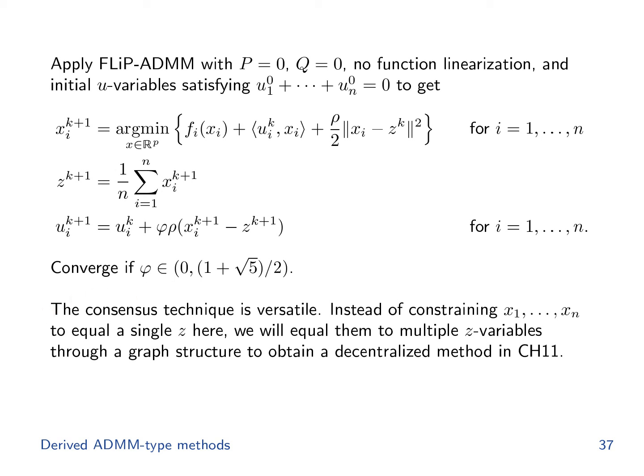The consensus technique is very versatile. Instead of assigning x_i equal to the single z here, we can also set them equal to different copies of z variables where they are connected through a graph. And that will allow us to obtain not only a parallel method, but a decentralized method in a later chapter, chapter 11.